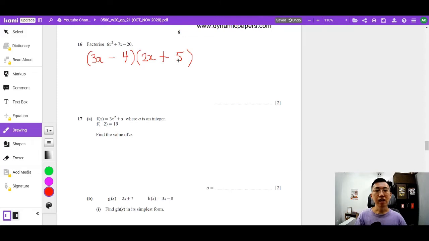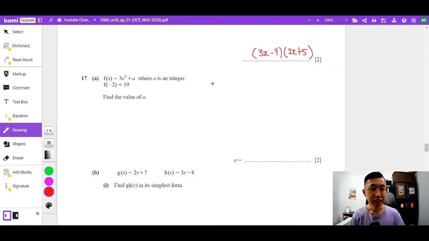Now you can actually expand this and you will still get back this. So that is the technique, how the calculator straight away gives me the answer. So again, teacher is going to write 3x minus 4 bracket 2x plus 5. So there you go. This is a very fast trick. It's actually a bonus for me. Question 16 done. Question 17a, function.